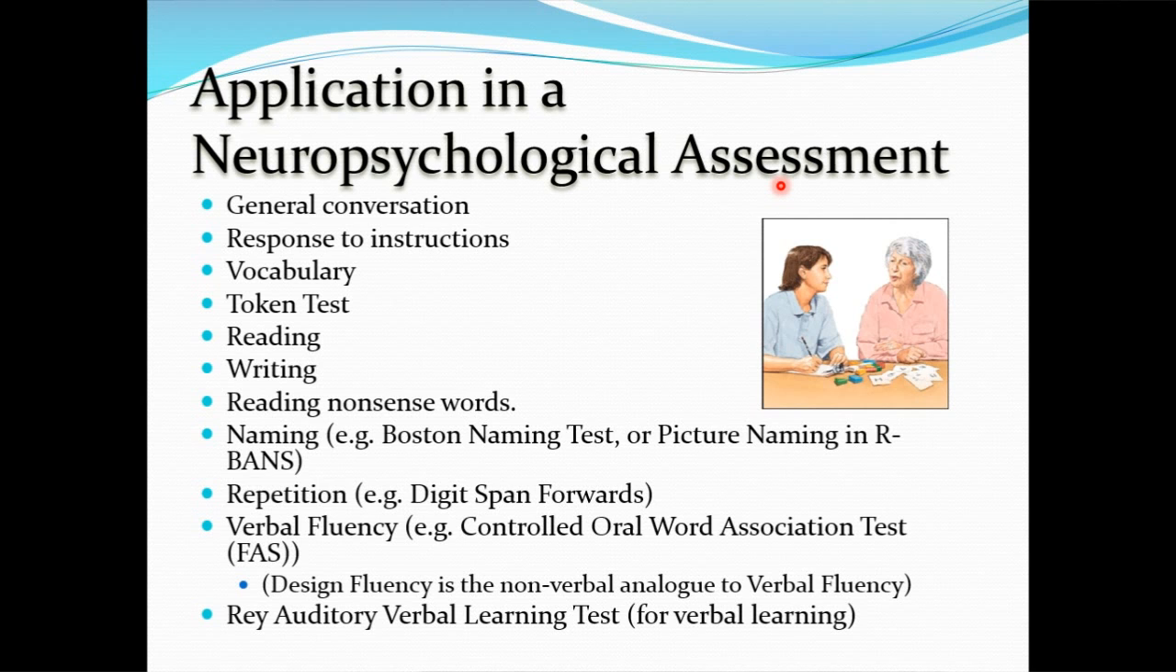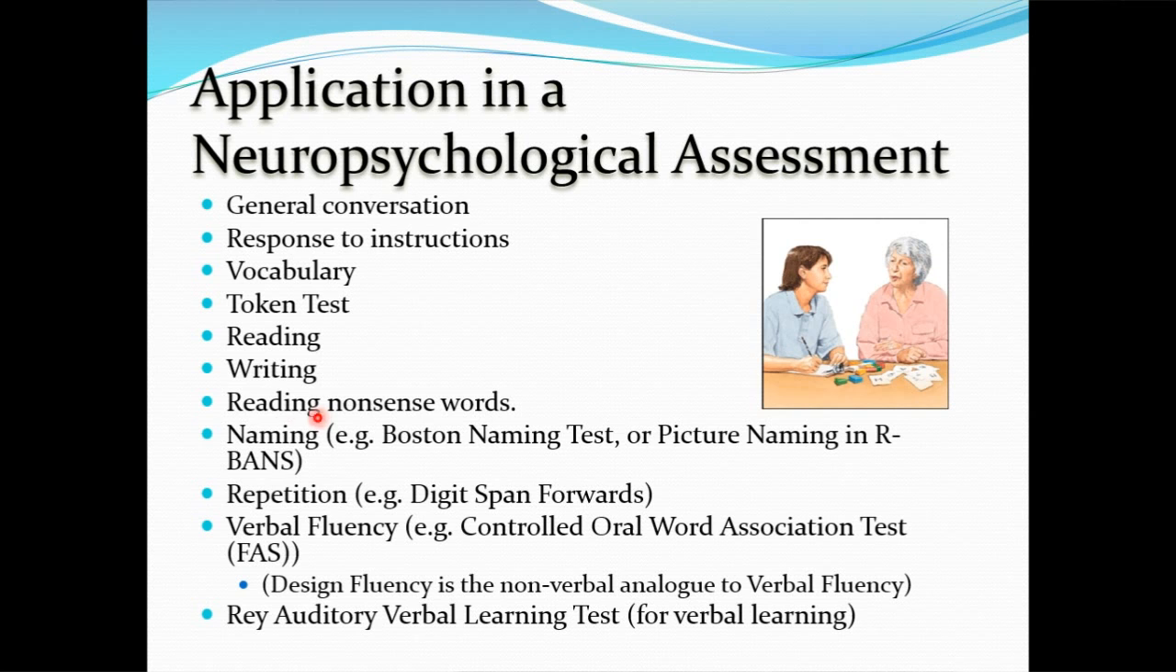The vocabulary test, if they can explain the meaning of words. Token test. I don't know if you know the token test, where you give more and more instructions, they become more and more difficult, also to test comprehension. Reading, getting a child, or an adult, to read, to write. You get some formal writing tests, but as I said before, sometimes I just get a person to write a few sentences about themselves, just to get a sense of are they spelling correctly, are they having grammatical difficulties?